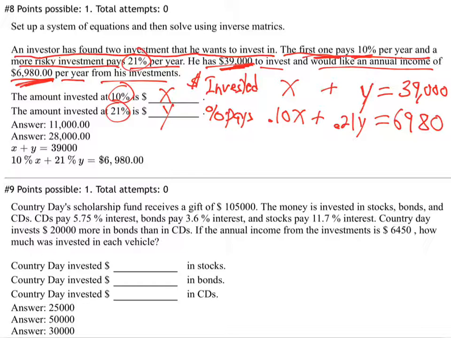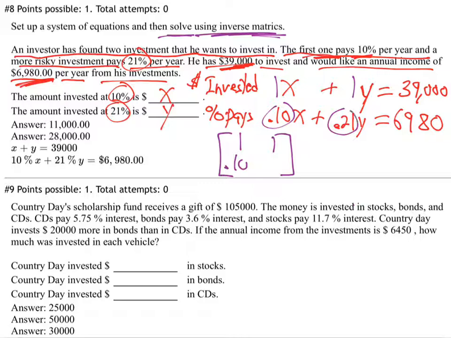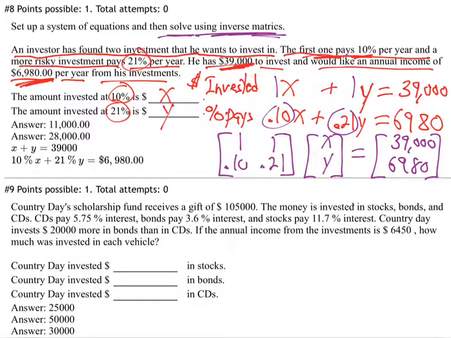Okay, so there's our 2 equations with 2 letters. Now we're gonna solve this with matrices. See how it says using inverse matrices? So I'm going to turn this into a big matrix equation. Remember how that works? We just peel off the numbers 1, 1, 0.10, 0.21 times the X, Y. You put the X, Y as a column matrix equals, and then the numbers on the right side, 39,000, 6,980. So we turn it into a matrix equation.